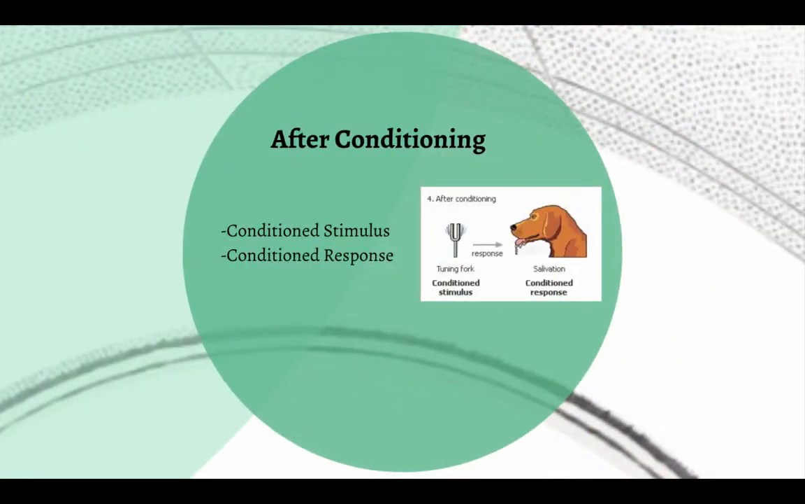After conditioning, the neutral stimulus, now a conditioned stimulus, elicits salivation, now a conditioned response. In other words, the neutral stimulus, the tuning fork, becomes a conditioned stimulus that generates the conditioned response, namely salivation in the dogs.